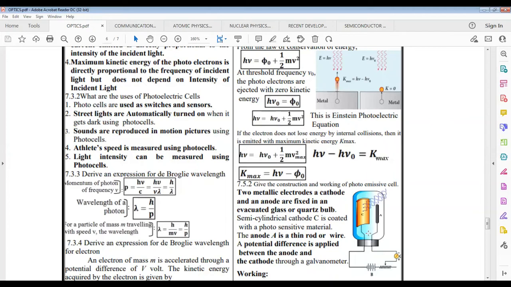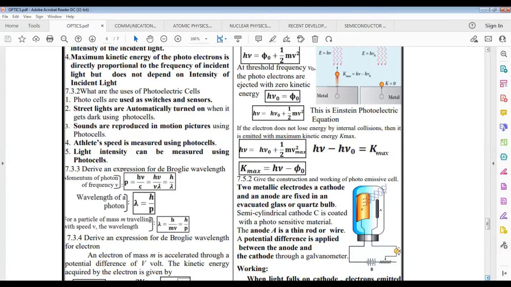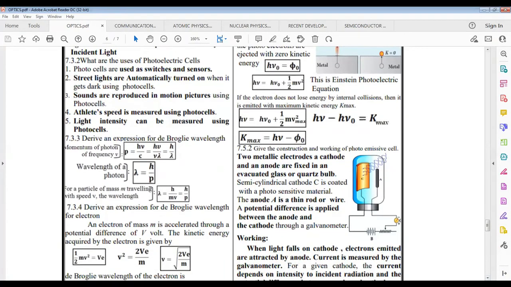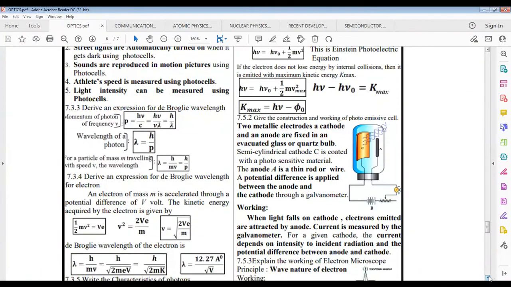A voltage is applied between the cathode and anode. So this anode attracts the electrons. Due to the flow of electrons, there is a current in the galvanometer. So this is your photoelectric cell. The explanation is given here that you can write. You have to draw the diagram also.